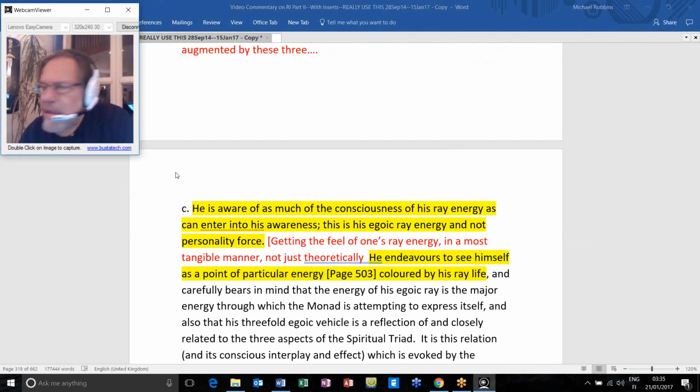Let it not be said of us that we forget. Let's make our effort to retain these many valuable instructions. He endeavors to see himself as a point of particular energy colored by his ray life, and carefully bears in mind that the energy of his egoic ray is the major energy through which the monad is attempting to express itself.